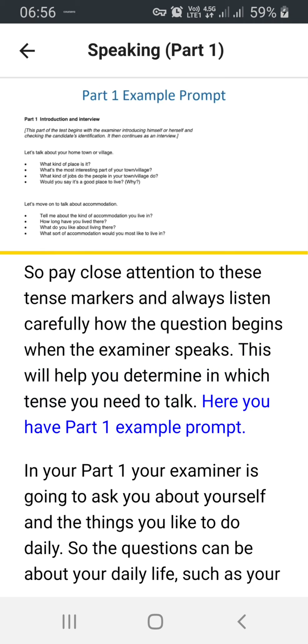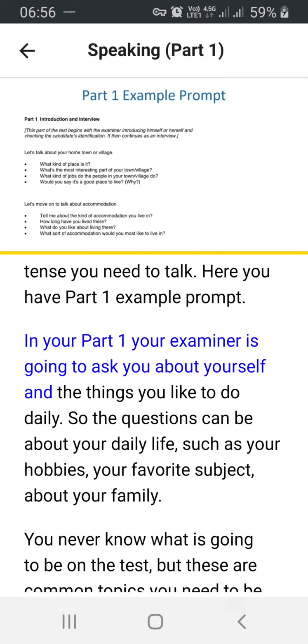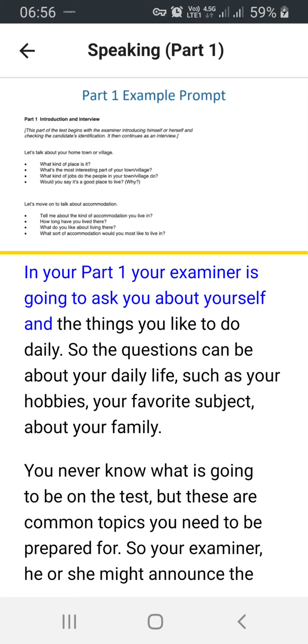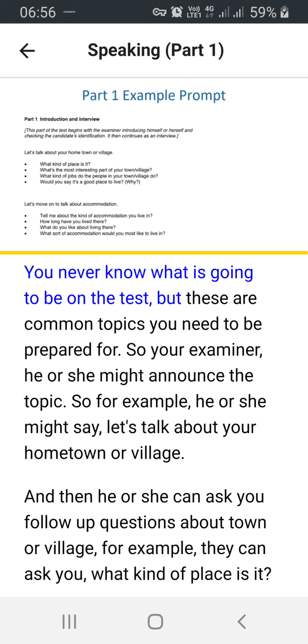Here you have a part 1 example prompt. In your part 1, your examiner is going to ask you about yourself and the things you like to do daily. The questions can be about your daily life, such as your hobbies, your favorite subject, or your family. You never know what is going to be on the test, but these are common topics you need to be prepared for.